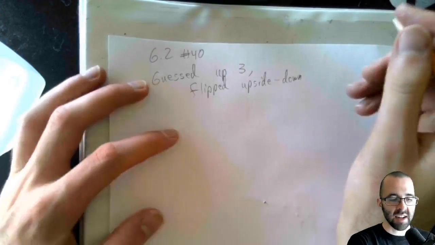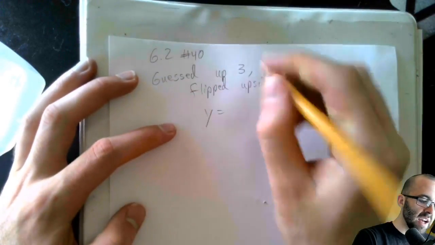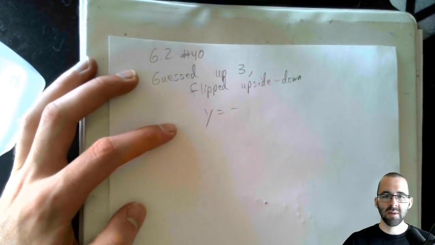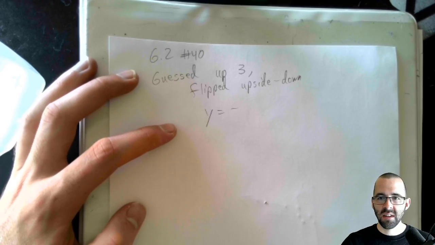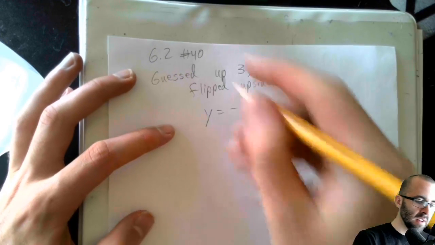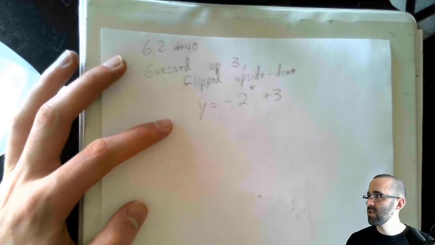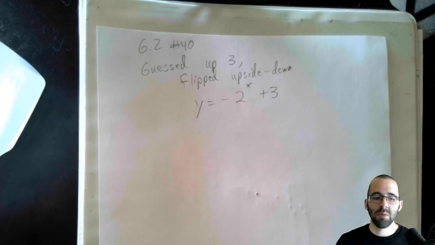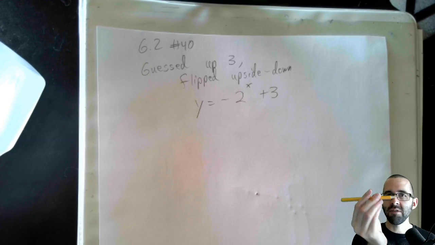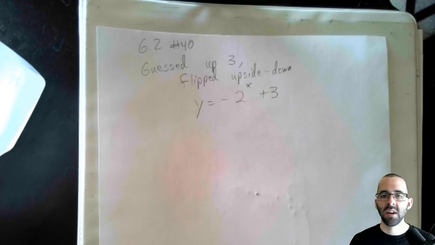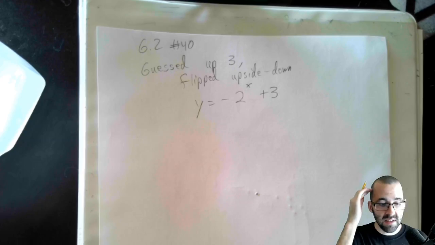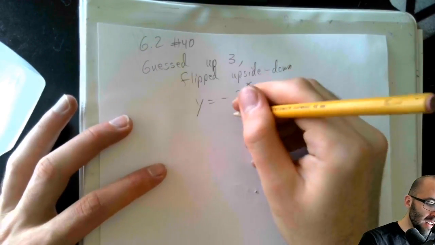So a reflection about the x-axis. What you would have is y equals negative 2 to the x, right? These are all 2 to the x's. And y equals negative 2 to the x plus 3. Let's say this was your guess. Let's say you didn't know that it got flipped horizontally. You plug in some points and check your answer, right?